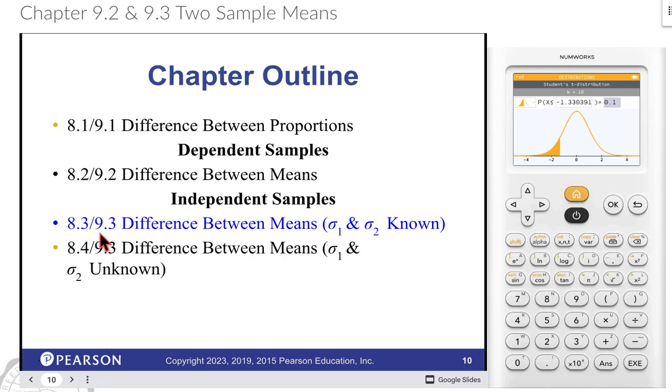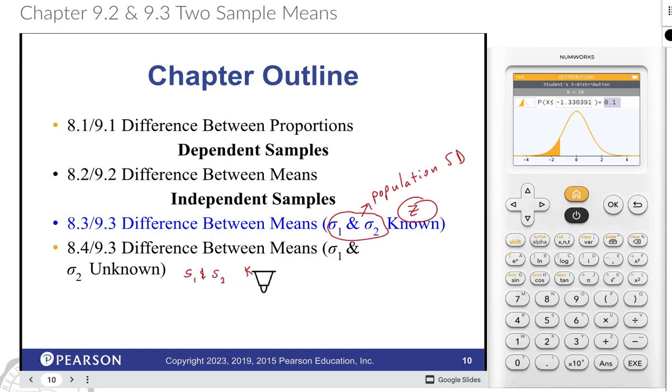So now we're going to take a look at section 3, which is the difference between means, and now we're into independent samples. This is going to be very similar to what we did with one mean. We have two different tests. This first one is going to be a z-test because we know the population standard deviation. So remember, this symbol is for population standard deviation. If we know that, then we use a z-test. If we don't know these, and we only know the sample standard deviations, then we're going to use a t-test.